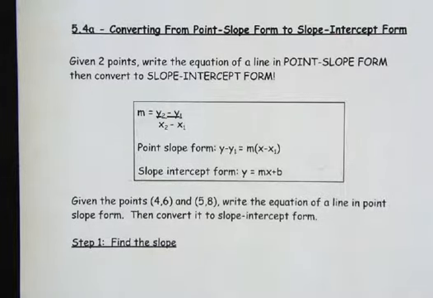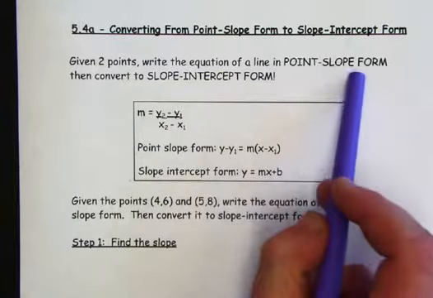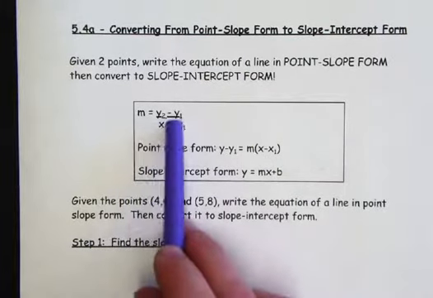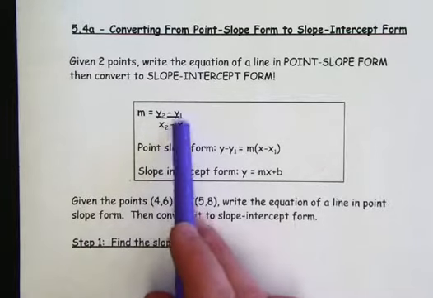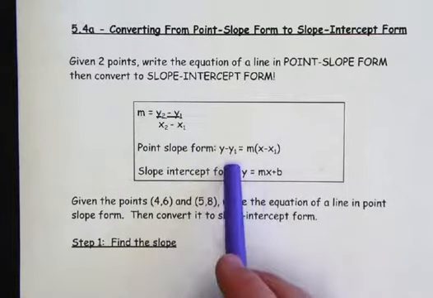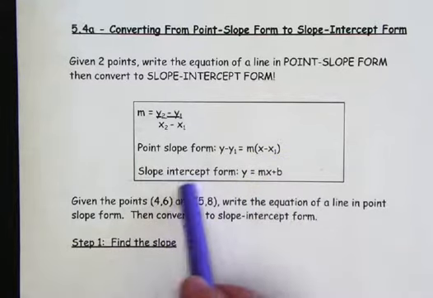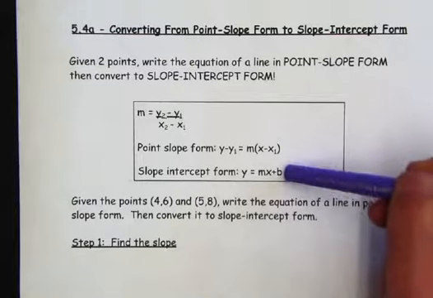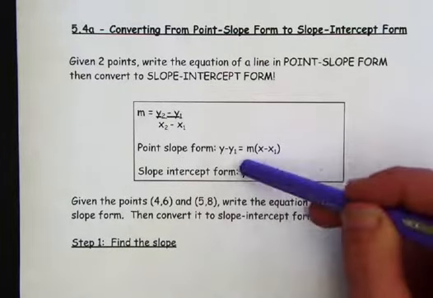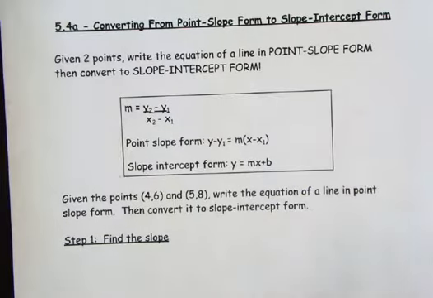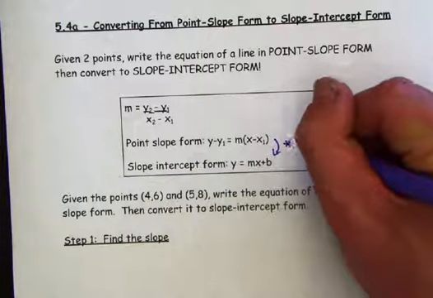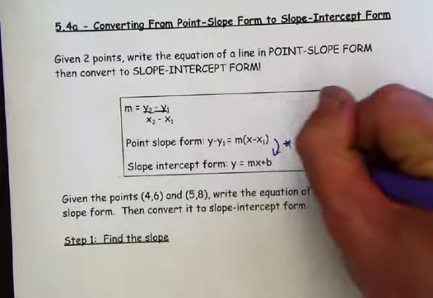It says, given 2 points, write the equation of a line in point-slope form, then convert to slope-intercept form. Quick reminder, our slope, m equals y2 minus y1 over x2 minus x1, rise over run. Point-slope form, y minus y1 equals m times x minus x1, and slope-intercept form, y equals mx plus b. What that means is, if we want to get any equation for a line into slope-intercept form, all we have to do is solve for y. All we have to do to go from point-slope form to slope-intercept form is solve for y.